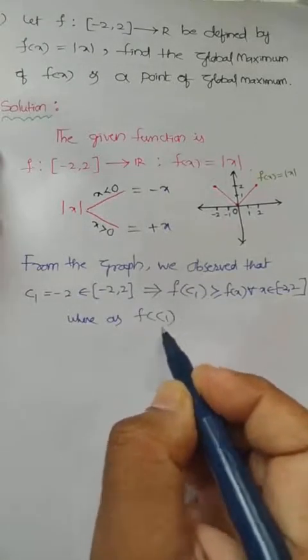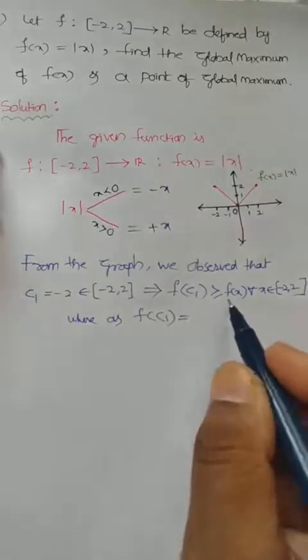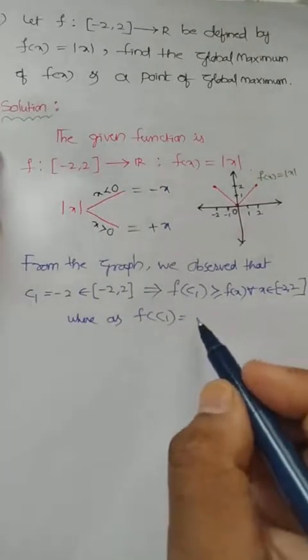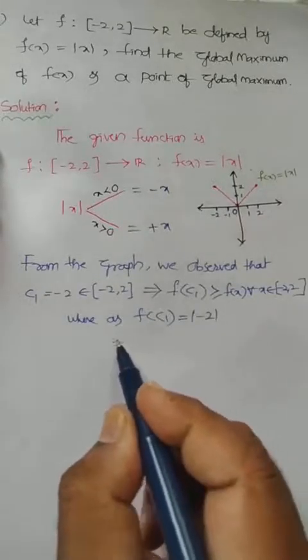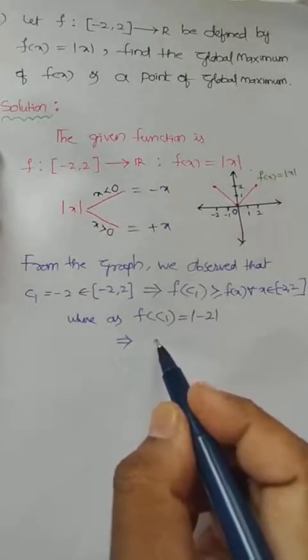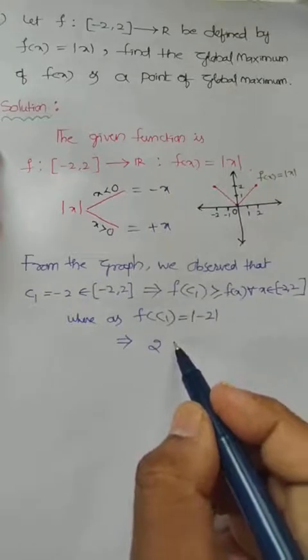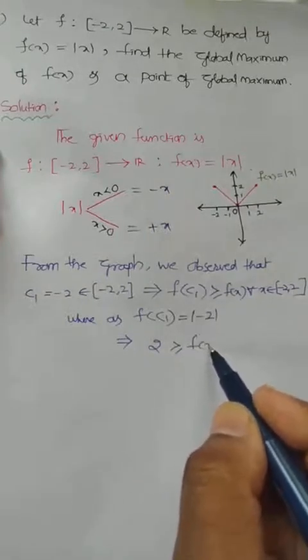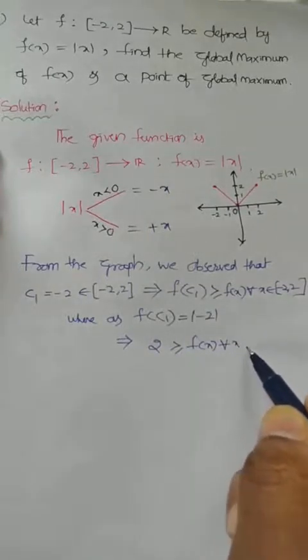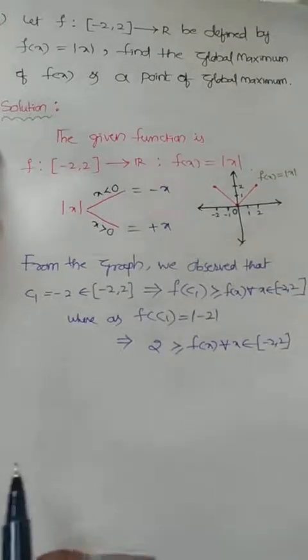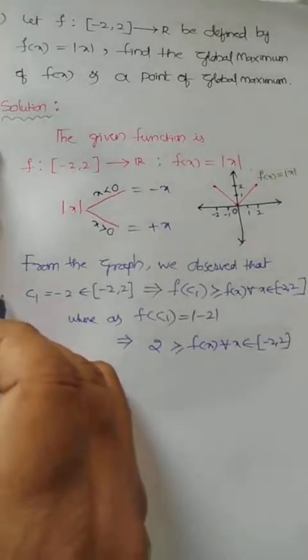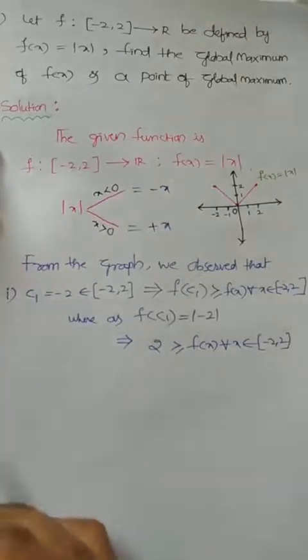f of c1 is equal to mod of minus 2, that implies 2 is greater than or equal to f of x for all x belonging to minus 2 to 2. This is the first case.